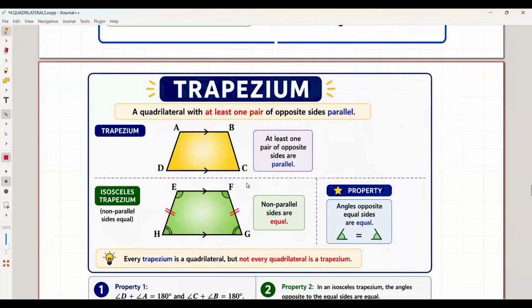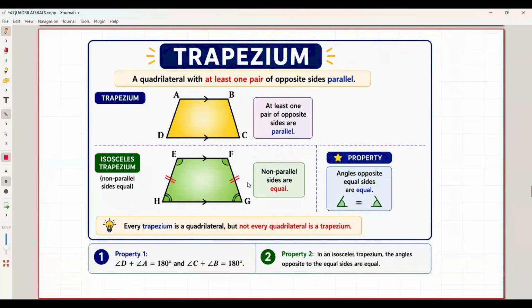Next shape is the trapezium. A quadrilateral with at least one pair of opposite sides parallel. A quadrilateral with only one pair of opposite sides parallel is called a trapezium. If both pairs of opposite sides are parallel, it is called a parallelogram.